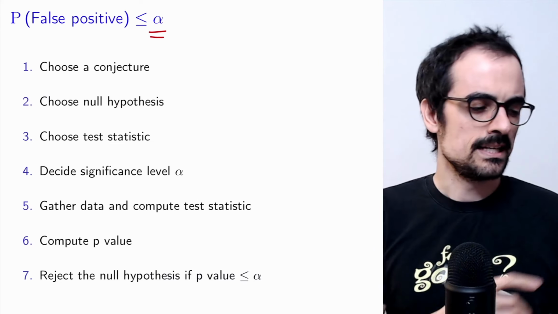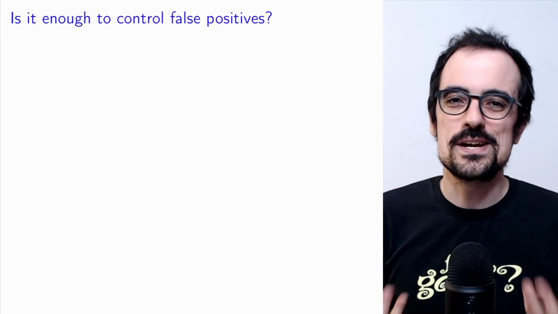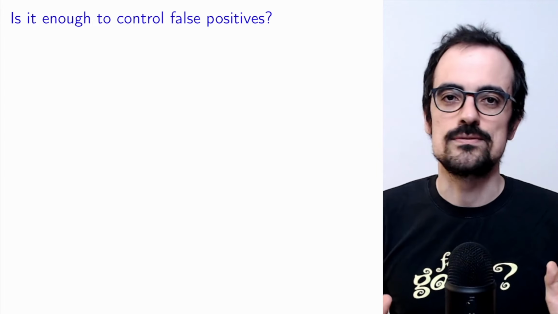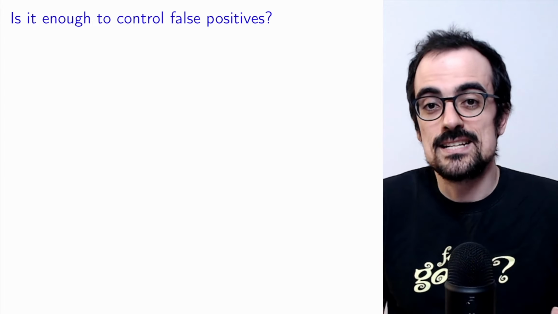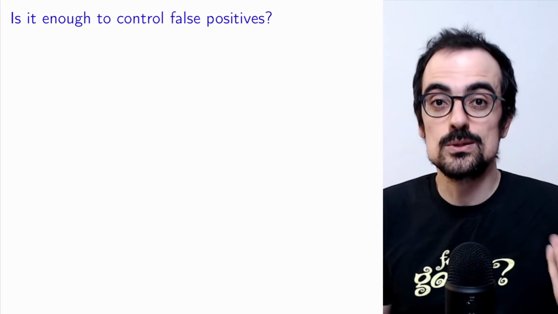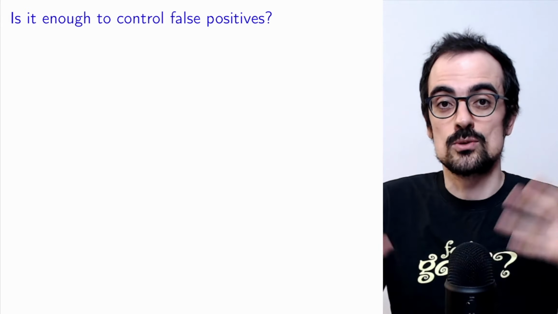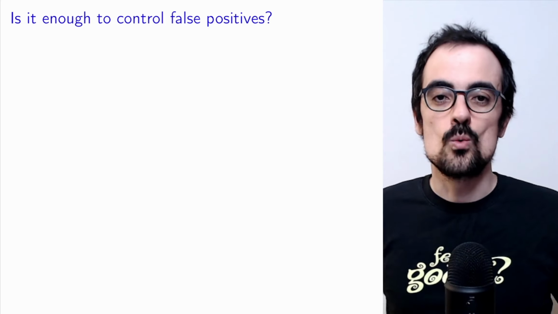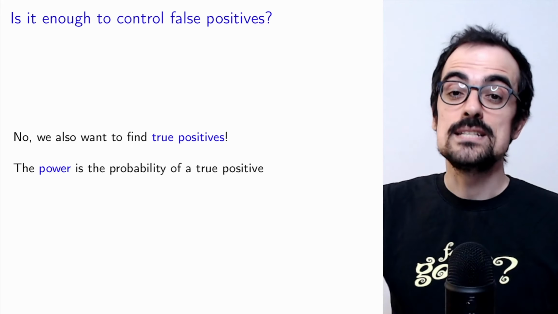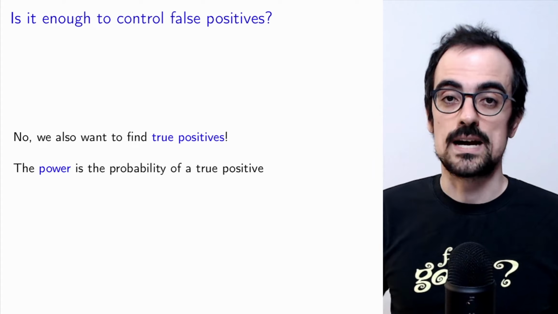However, is that enough? Is it enough to just control false positives? Well, it is not, right? Because there's a trivial way of controlling false positives, which is never to reject the null hypothesis, never to find a positive finding. In that case, the probability of a false positive is going to be 0, but we're never going to be able to decide that we have enough evidence in favor of our original conjecture, so the whole endeavor is meaningless. We need to make sure that we find true positives. And the power is the probability of a true positive. This is why it's a crucial property of hypothesis tests.